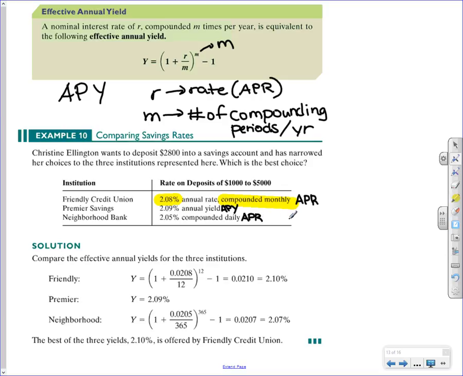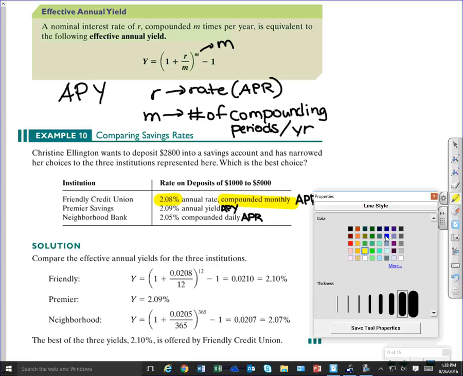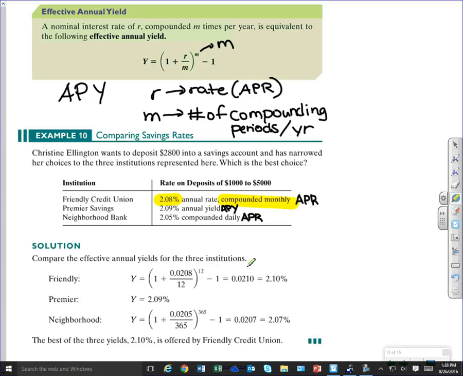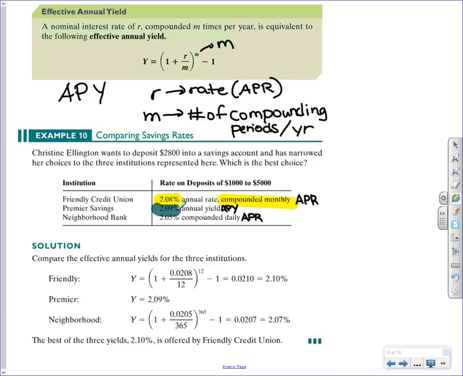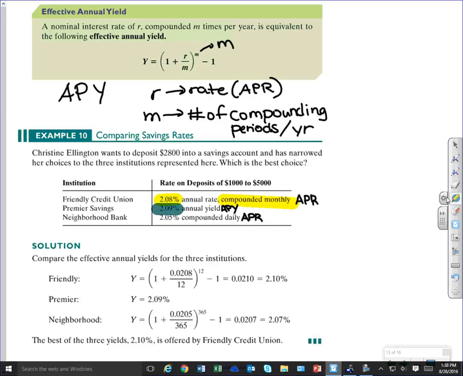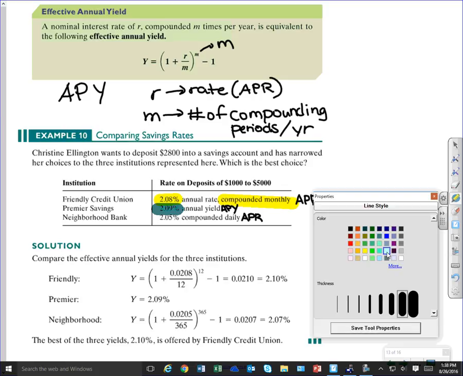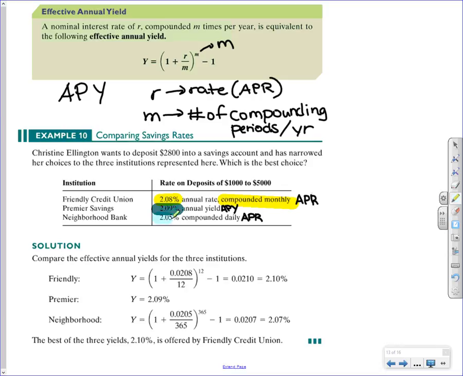Okay, so just looking at these, just based off of the numbers we've got here, we've got three different rates to look at, 2.08%, 2.09%, and 2.05%. Just looking at those three, which one looks like the best rate? You're trying to make more money. This is a savings account, so you want the highest rate possible, right? So it looks like 2.09 would be the best, right? Because it is the highest.